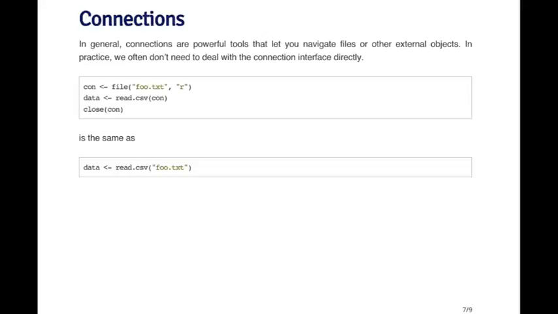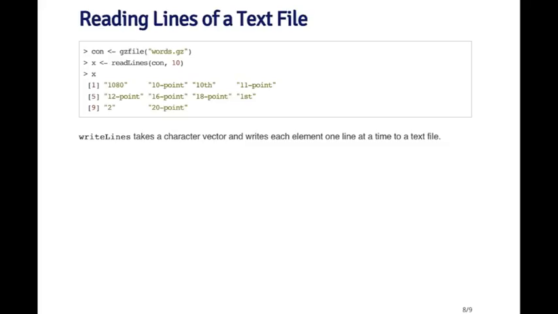So for example, here I've got a simple example where I'm opening a file connection to some file called foo.txt. I'm going to open it for reading. I can call read.csv on the connection, and that by default will just read the entire file. Then I can close the connection. So that three-line process is the same as just calling read.csv on the file. So in this case, there was no need to use the connection to read the file. However, sometimes a connection can be useful if you want to read parts of a file.